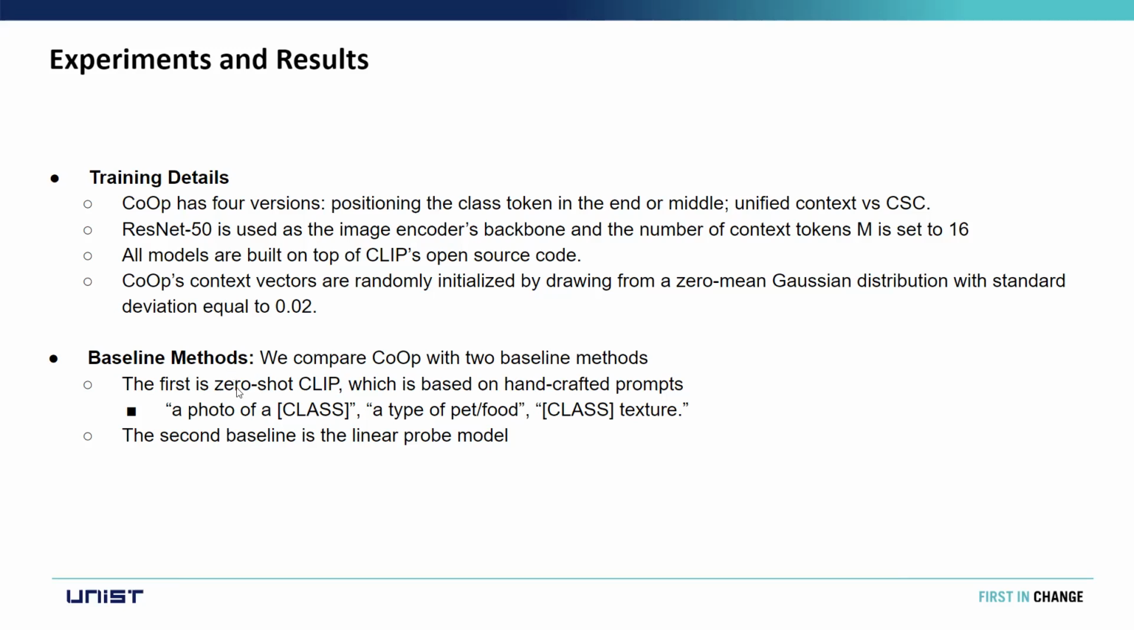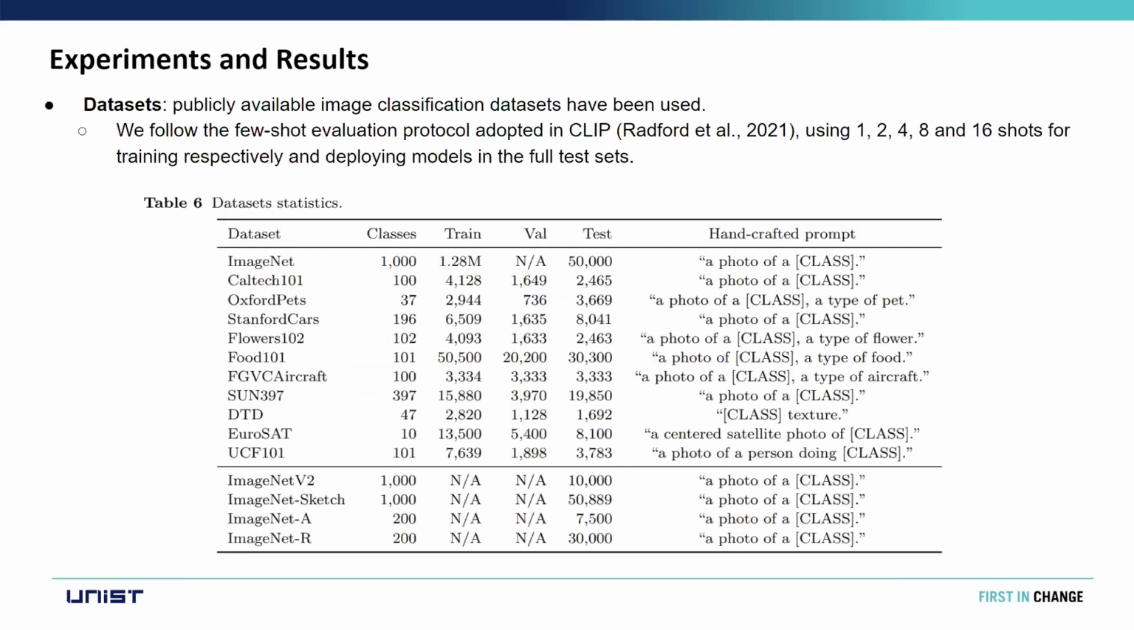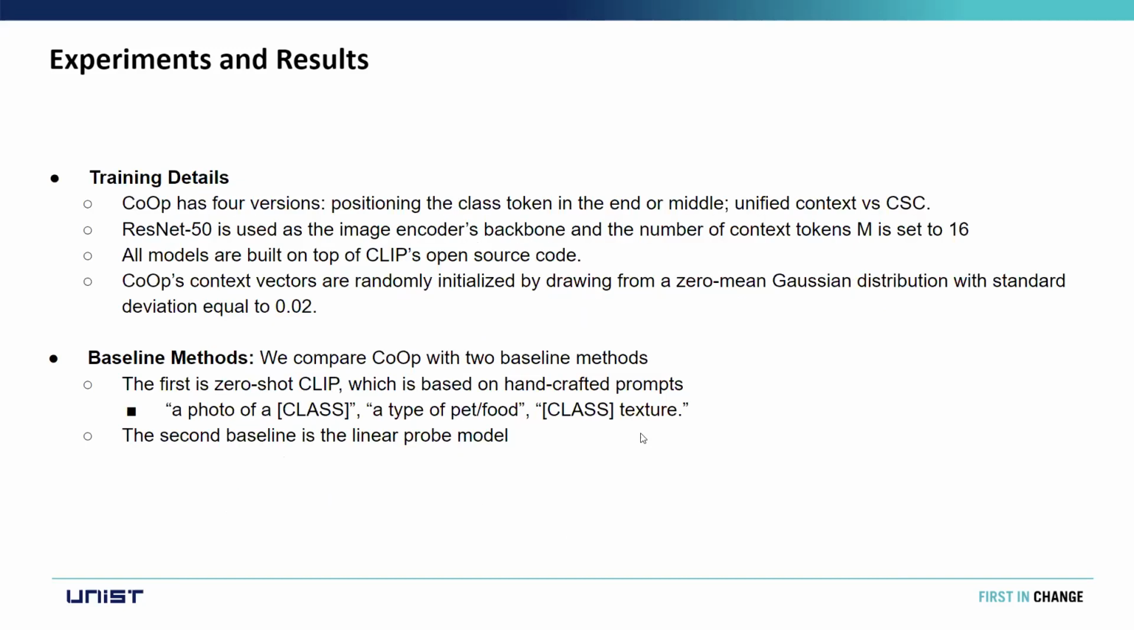The first one is zero-shot CLIP, which is based on handcrafted prompts, as we saw in this image on the right side. For generic objects and scenes, they use something like "a photo of a class." For fine-grained categories, a task-relevant context is added, like the type of the pet or the type of the food. And for specialized tasks such as texture recognition, the prompt is customized so the class comes first and then the texture comes after that.